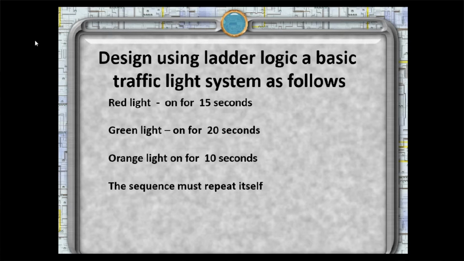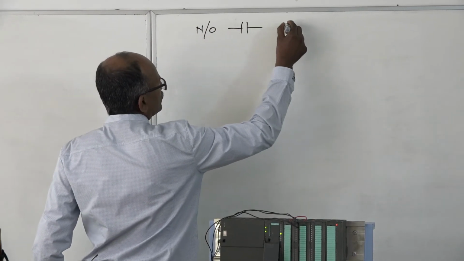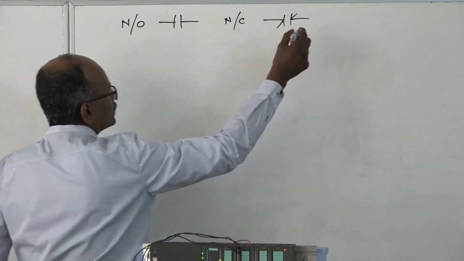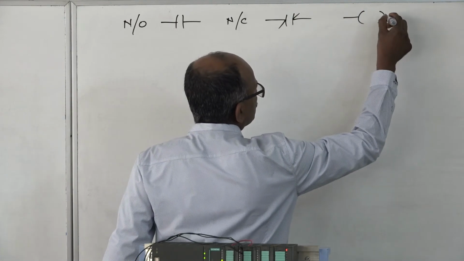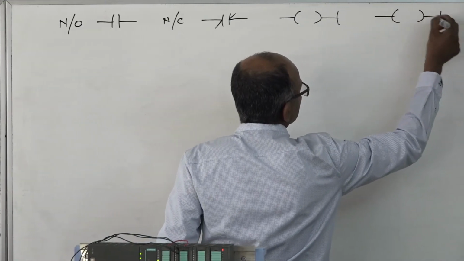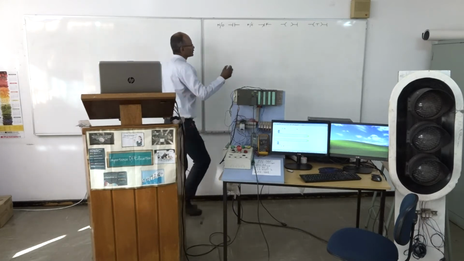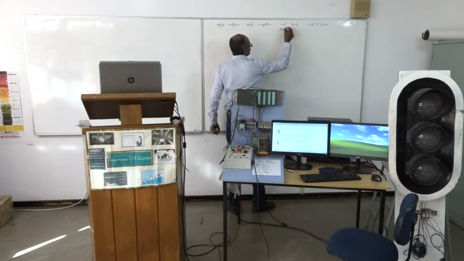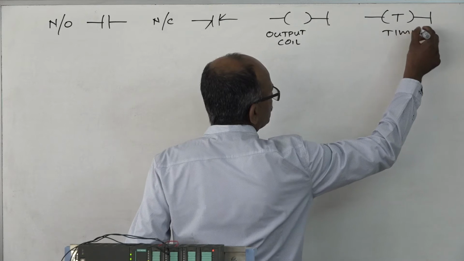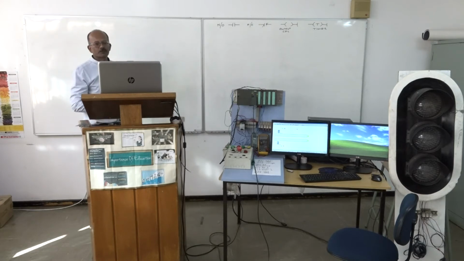Now, I'm going to use normally open contacts, normally closed contacts, your output coils, and also your timers. So I can just name this here. Those are the four basic elements that I'm going to use.